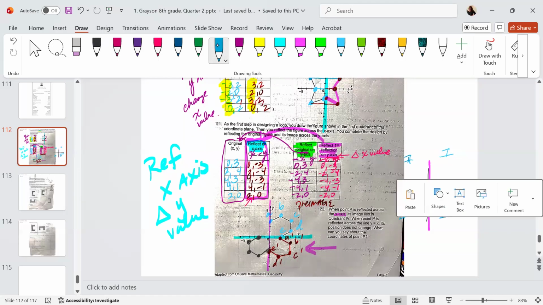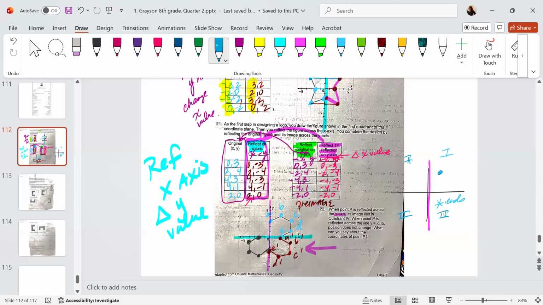Okay, draw it. Draw in a 1. We just did this again. Now flip it over the y-axis.